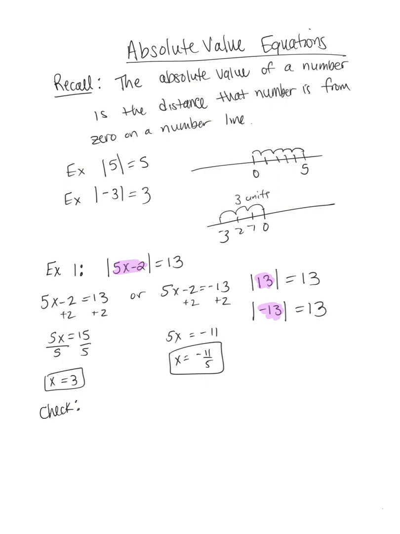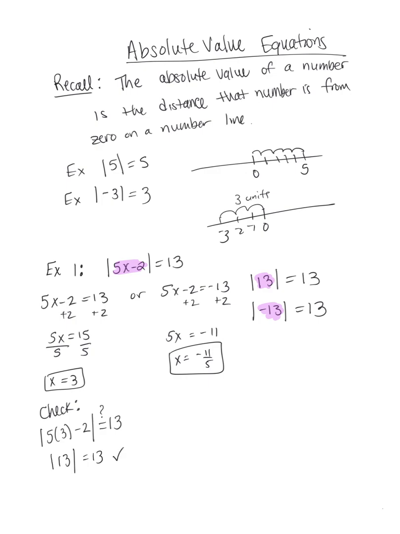And again, I want to check into the original. So we're going to use absolute value bars: the absolute value of 5 times 3 minus 2. And we want to see if it equals 13. I put a question mark over it to see. Absolute value bars work as parentheses, so we do what's inside first. We have 5 times 3 equals 15, minus 2. So 15 minus 2 is 13. And the absolute value of 13 does in fact equal 13.